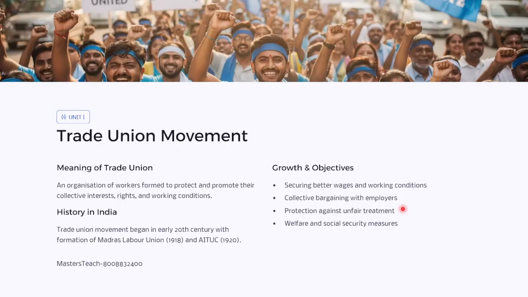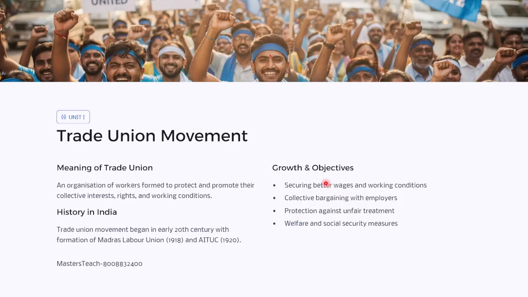Then trade union movement. So, meaning of trade union: an organization of workers formed to protect and promote their collective interest, rights, and working conditions. History in India: the trade union movement began in the early 20th century with the formation of Madras Labor Union in 1918 and AITUC in 1920.